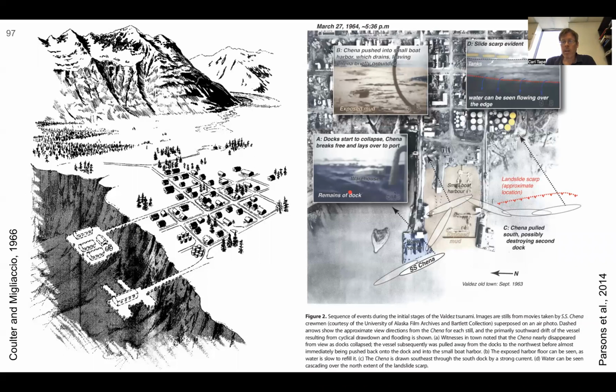Here's a study from 2014, really trying to understand. Here again is one of these docks shown here. Here's another one of the docks, trying to understand the exact sequence of part A. Docks start to collapse. The Chena, which is this boat here, breaks free, lays over to port. Part B, shown here, says Chena pushes into small boat harbor. So here's the Chena into the small boat harbor right here. Chena briefly grounds. Part C, Chena possibly pulled south, possibly destroying a second dock. And part D, it says slide scarp evident. Water can be seen flowing over the edge of the scarp.